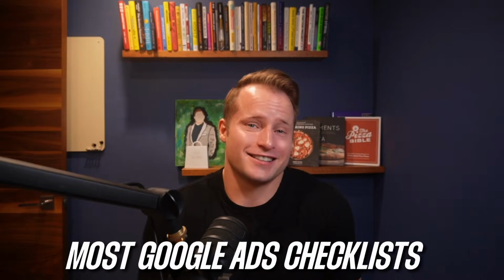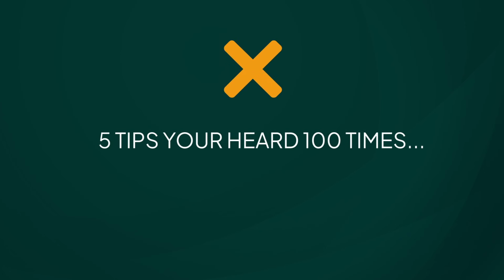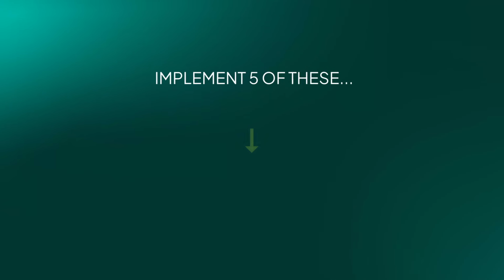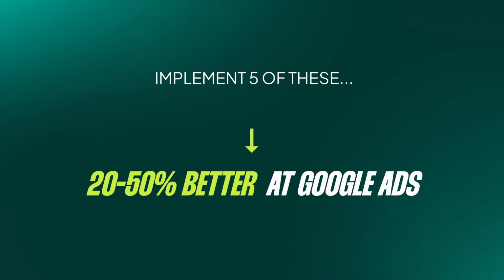Most Google Ads checklists give you 5 tips you've heard 100 times, but to start your year right, we'll do things differently. And I'll cover 26 specific examples that actually move the needle. Implement 5 of these and you'll be 20 to 50% better at Google Ads by the end of the year.